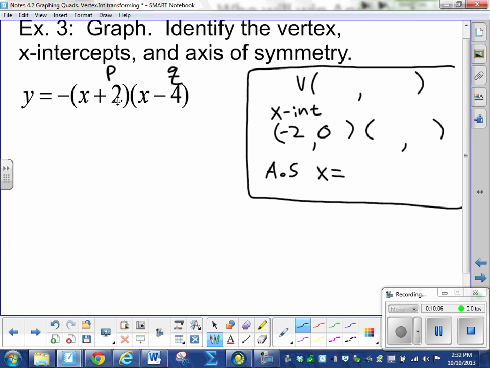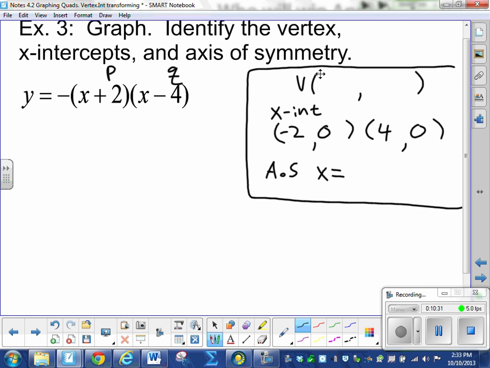In order to be an x-intercept, your y value has to be 0. So your Q is -4, so your second one is going to be +4 because you change the sign. So 4 comma 0. So we actually have 2 points right now, 1 point here, 1 point here.